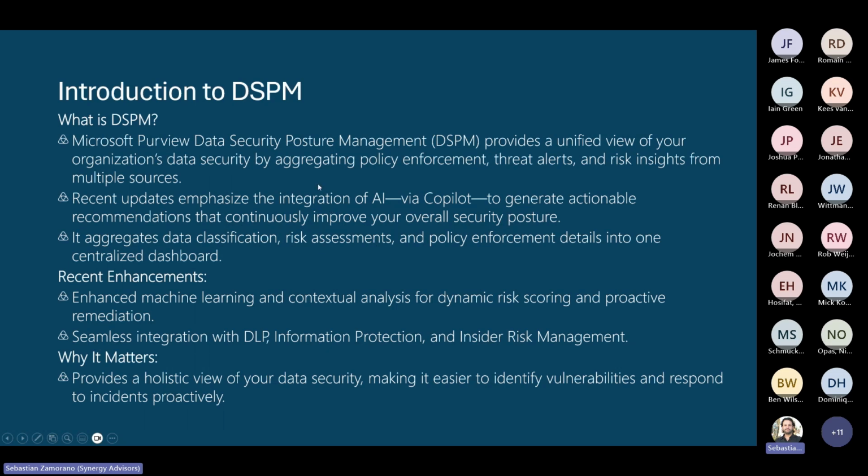I much appreciate that. Okay, what is DSPM? Microsoft Purview Data Security Posture Management, as I mentioned, provides a unified view of all these components that are working together using Copilot. That is a big deal. And it helps us to identify and recommend data classification, risk assessment, policy enforcement.